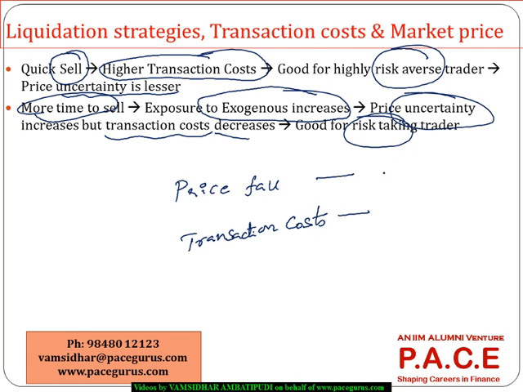So the risk taking trader wants to experiment here, because if the price does not fall, he is ready to sell it at a higher price. So he is very willing to bear that extra risk. But when I am talking about a risk averse kind of trader, he may not be willing to bear the additional price fall, so he is ready to compromise by incurring slightly higher transaction cost. That's one more dimension that we need to understand in the process.